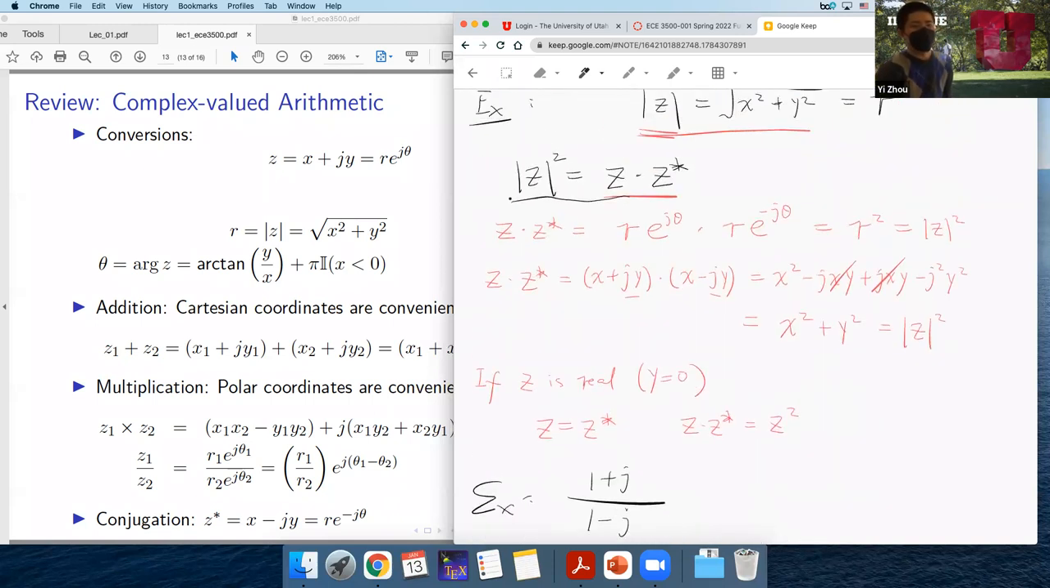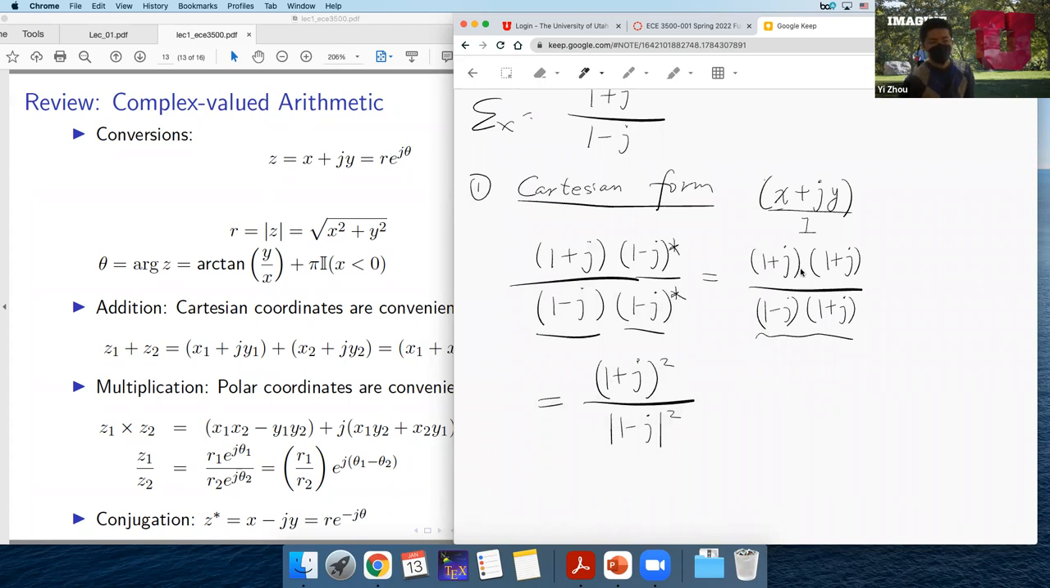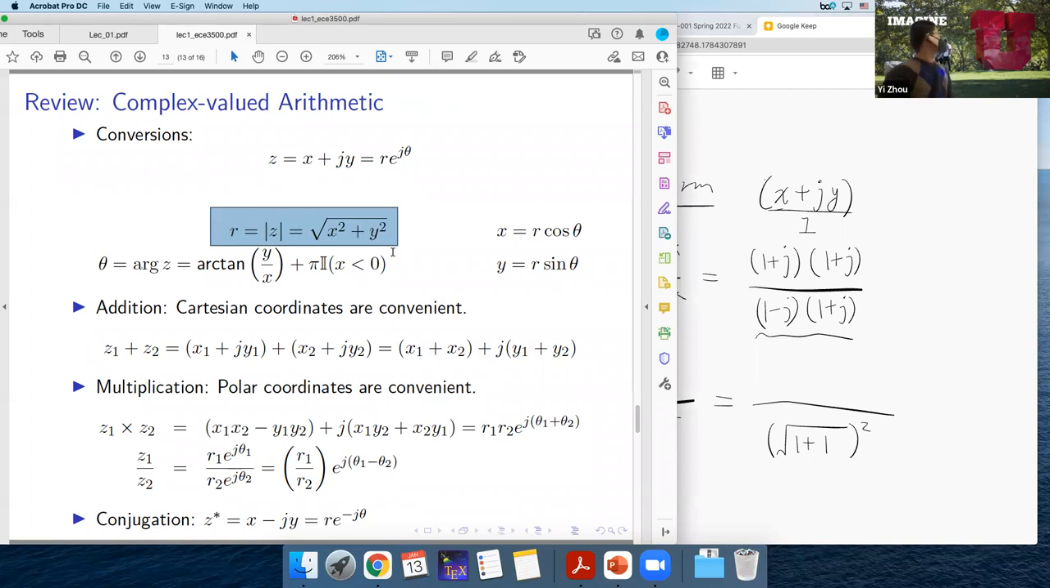But by utilizing this equation, we can further simplify this. For the denominator, the magnitude of 1 minus j, this is a standard Cartesian form. So we can very easily calculate its magnitude. The real part is 1, the imaginary part is negative 1. So by utilizing this magnitude formula, we have the square root of 1 squared plus negative 1 squared.